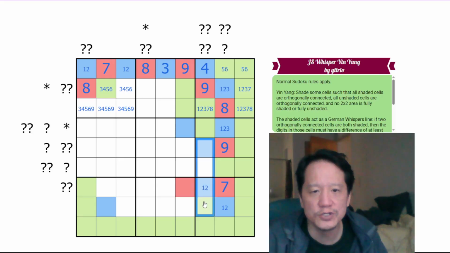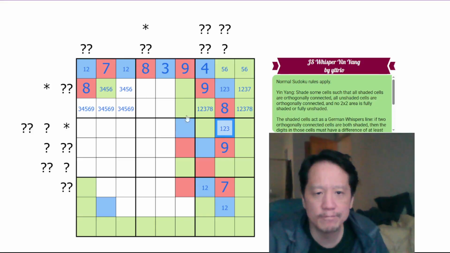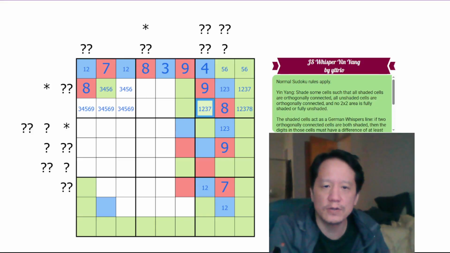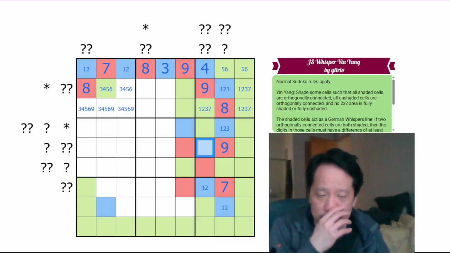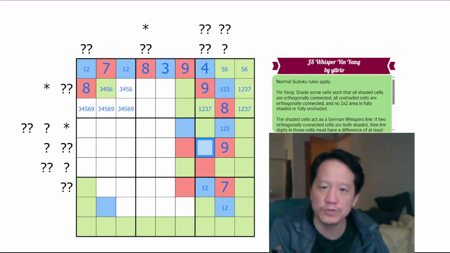This has to be a 2-digit number, so this must be connected. That's red. Therefore, this 2x2 area has 3 shaded cells, so this can't be shaded. These are both shaded here, so therefore one must be shaded, one must be unshaded. This is unshaded, so this must be shaded and is red. 8 cannot be here. No 8 here. This is next to 2 unique digits, so it's 1, 2, or 3.